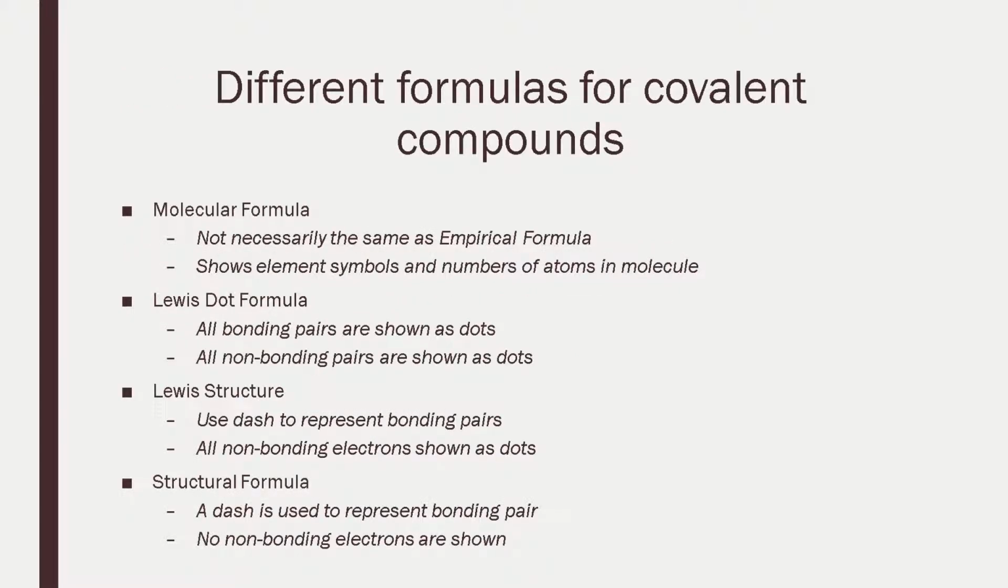There are four different formulas that we can use to represent covalent bonds, and those are the molecular formula, the Lewis dot formula, the Lewis structure, and the structural formula.